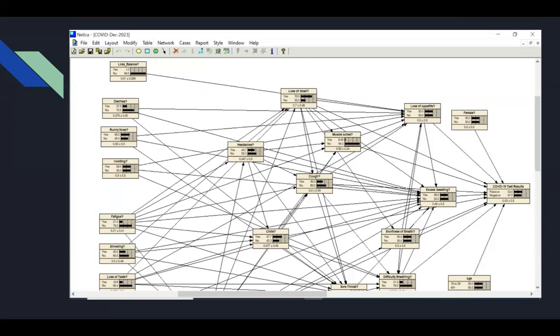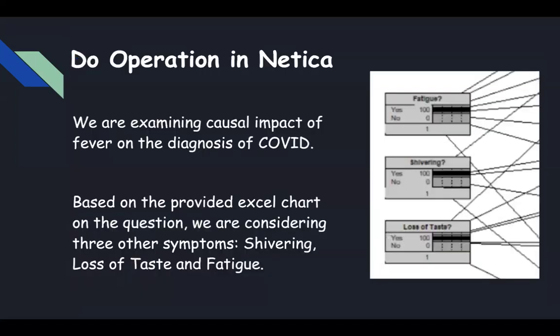As I mentioned before, we'll be looking at this Bayesian model to look at the relationship between fatigue, shivering, loss of taste, and how they are correlated to fever and then COVID-19. So using the do operation in Netica, we're examining the causal impact of fever on the diagnosis of COVID. Based on the provided Excel chart in the question, we are considering 3 other symptoms, which are shivering, loss of taste, and fatigue.